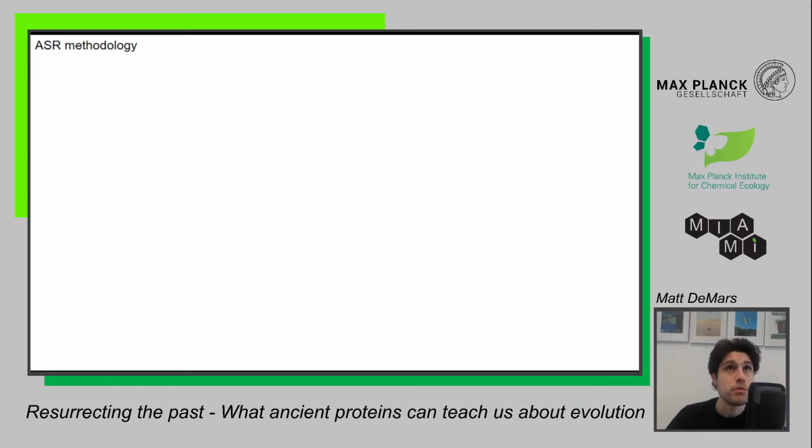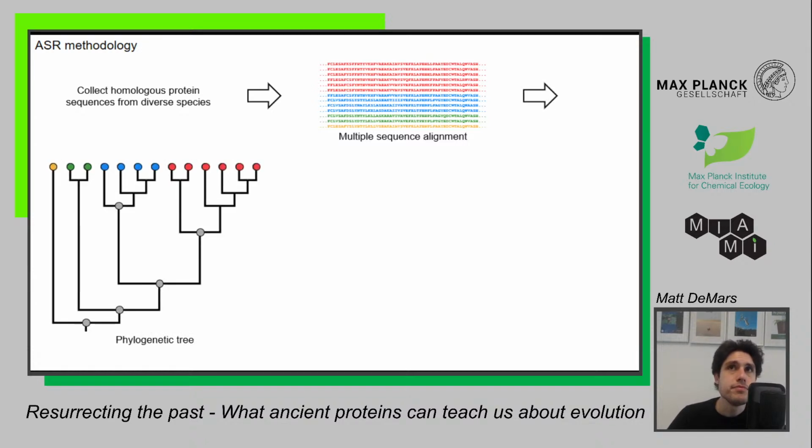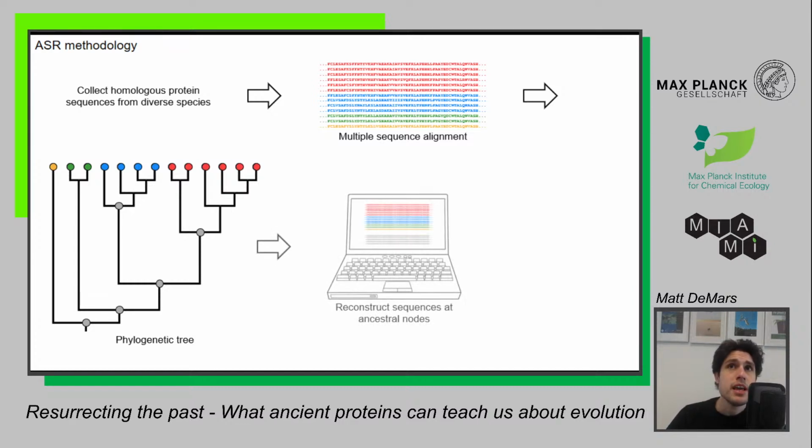So how is ASR performed? Conceptually it's fairly straightforward. You start with a collection of homologous proteins from diverse species that you're interested in looking at. Then you perform a multiple sequence alignment where you align all of the different primary sequences of the protein. These are the primary amino acid sequences that are aligned. From there, you build a phylogenetic tree, shown here for an example. All of this, by the way, is done computationally, or at least assisted greatly by computational methods.